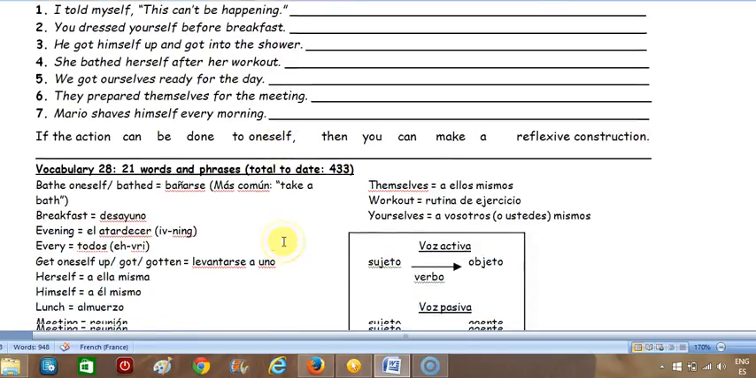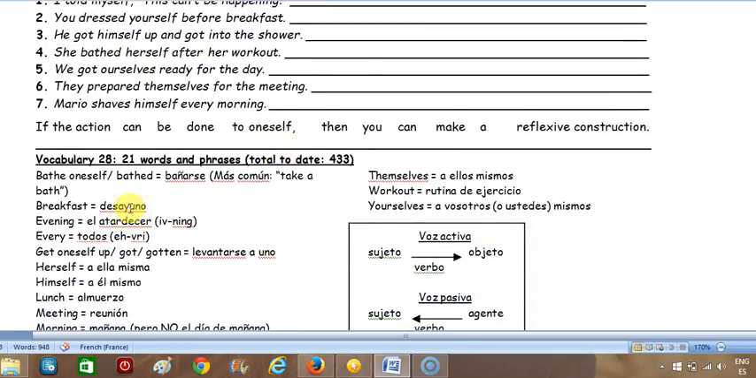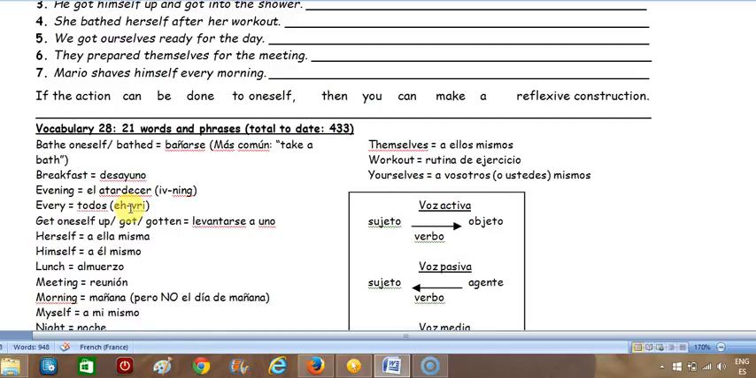All right, very good. So let's look at our vocabulary, and then I have a continuation page that we'll look at. Vocabulary: 21 words and phrases, total to date 433. Bathe oneself, past tense, bathe. Okay, so it's more common that you're going to hear take a bath. You're not going to hear bathe oneself much. You're going to hear take a bath.